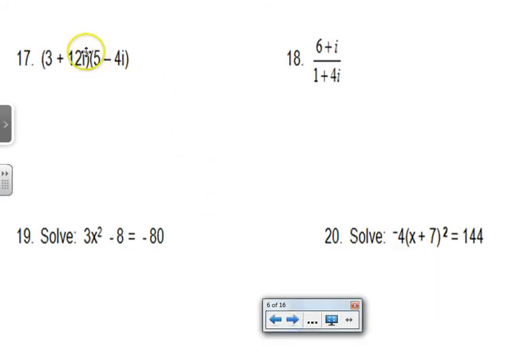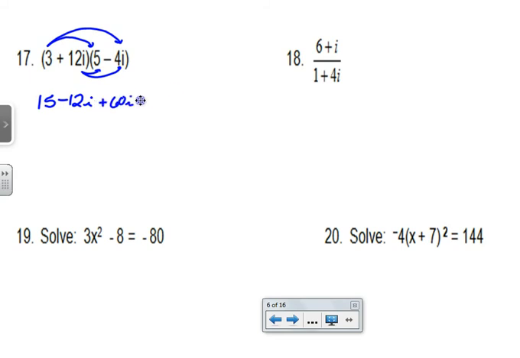17, there's no symbol in between the two parentheses. That implies multiplication, which means we have a FOIL problem. Now these involve quite a bit of work, so please be careful. First times first is 15. Okay, 3 times negative 4 is negative 12i. 12i times 5 is positive 60i.